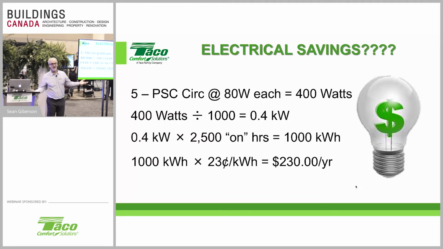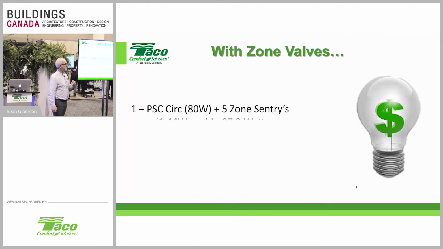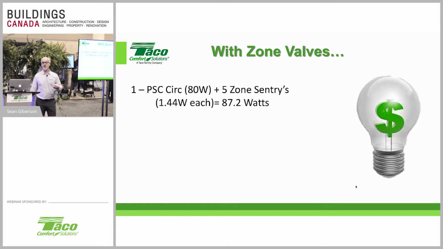If we take 23 cents, I just kind of roughed my bill out and went, okay, all in, delivered, charges, all of that stuff. 23 cents is cheap some places, and it's really expensive in other places across Canada, just the way it is. But to run 5 circulators, $230 a year. Okay, big deal. Let's rethink that. Let's talk today about ECM circulators. Let's look at a few different scenarios.